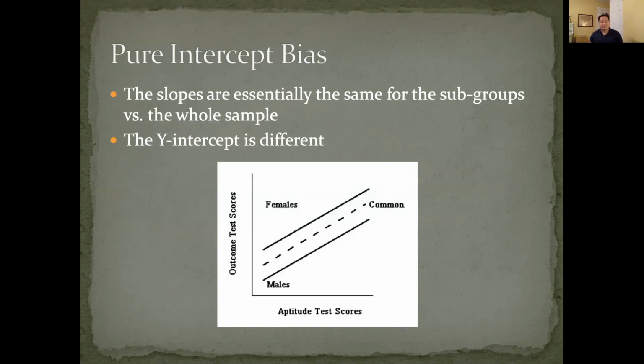We can look at what's called pure intercept bias. We can see, are the slopes the same or different? Remember, the intercept is where x equals 0, what the value of y is, so it's the y-intercept. Is the y-intercept different? Here we have men, the overall, and women. If you can see my cursor, technically it extends down here, the intercept for women, for overall, and for men.